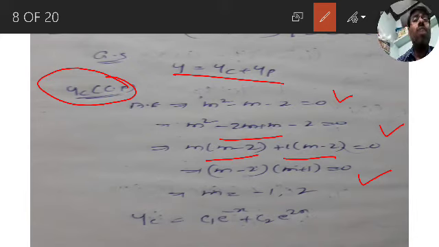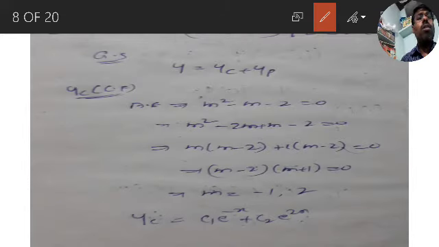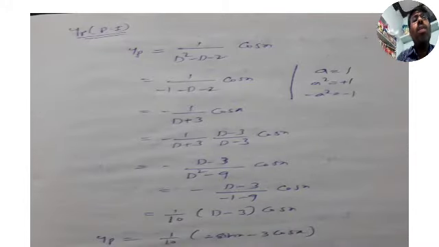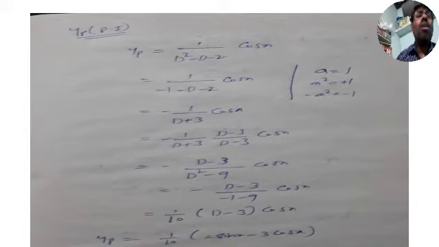Now let us, this is yc we got. We have to find one more term, that is yp. So let us erase all these and let us try to find yp. Now what is yp? yp is 1 by d square minus d minus 2 of cos x.